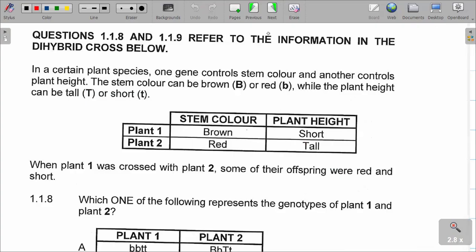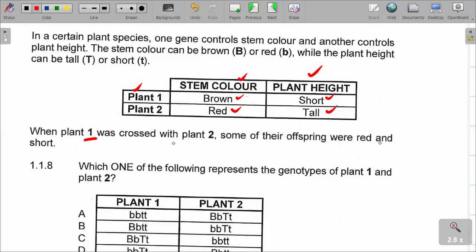In a certain plant species, one gene controls stem color and another controls plant height. The stem color can be brown or red, while the plant height can be tall or short. We are given plant 1 and plant 2. Plant 1's stem color is brown and its height is short. Plant 2's stem is red and its height is tall. When plant 1 was crossed with plant 2, some of their offsprings were red.